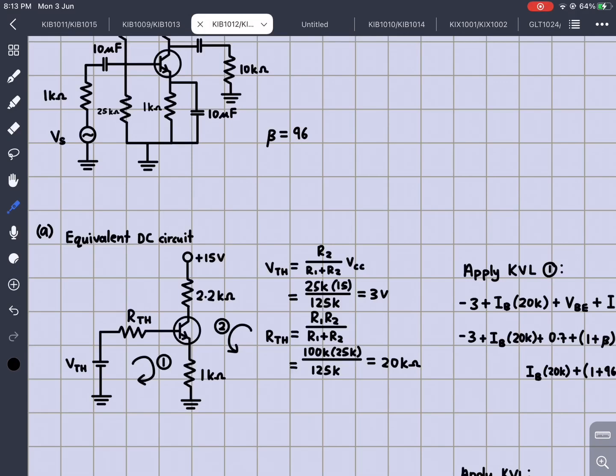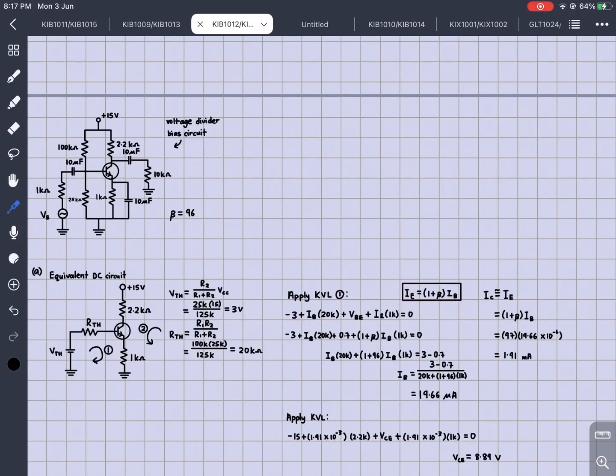Before we apply Kirchhoff's voltage law, find the value of VTH and RTH first. The VTH can be calculated using the formula R2 over R1 plus R2 times VCC. We will get the value of VTH as 3 volt. Next, the RTH value is the parallel combination of the 100k ohm and 25k ohm resistors, which is equal to 20k ohm.